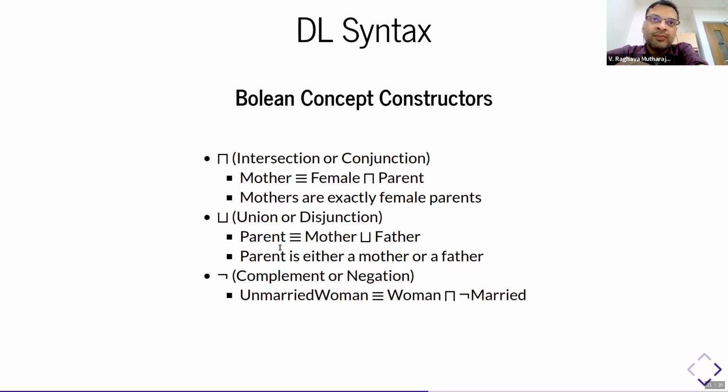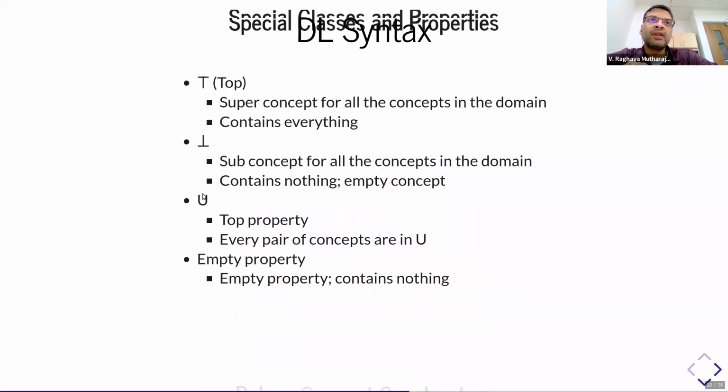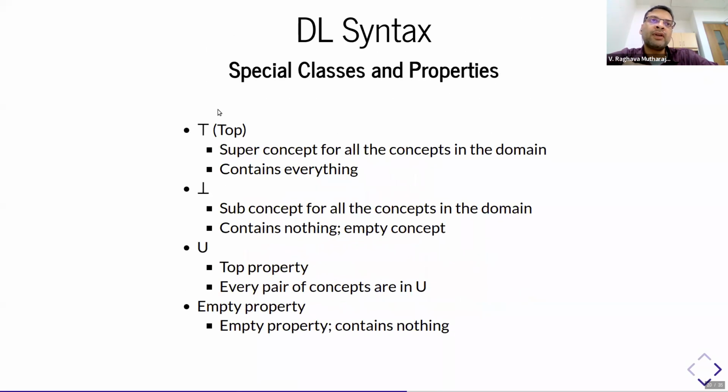Union or disjunction: a parent is someone who is a mother or a father, so either a mother or a father. And you have the negation. Unmarried woman is exactly those who are a woman and not married. Here you have the negation of top is bottom and vice versa, and it's the same here: negation of U is empty.